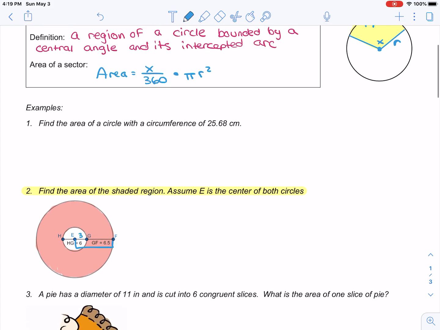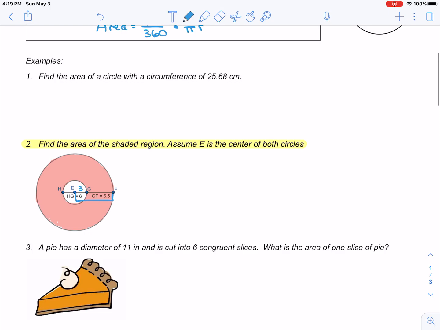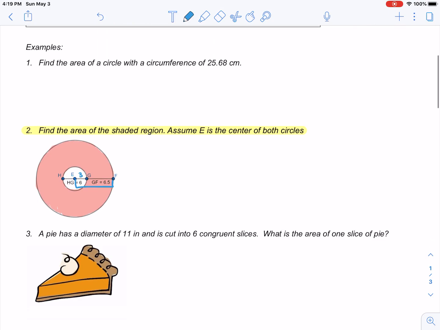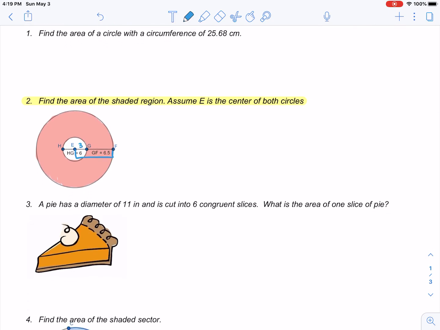So moving to number 2, this one's not using our new sector information. But I did want to go over this just because we haven't practiced a shaded region really yet. We have to find the area of our shaded region, and we're allowed to assume that E is the center of both those circles.